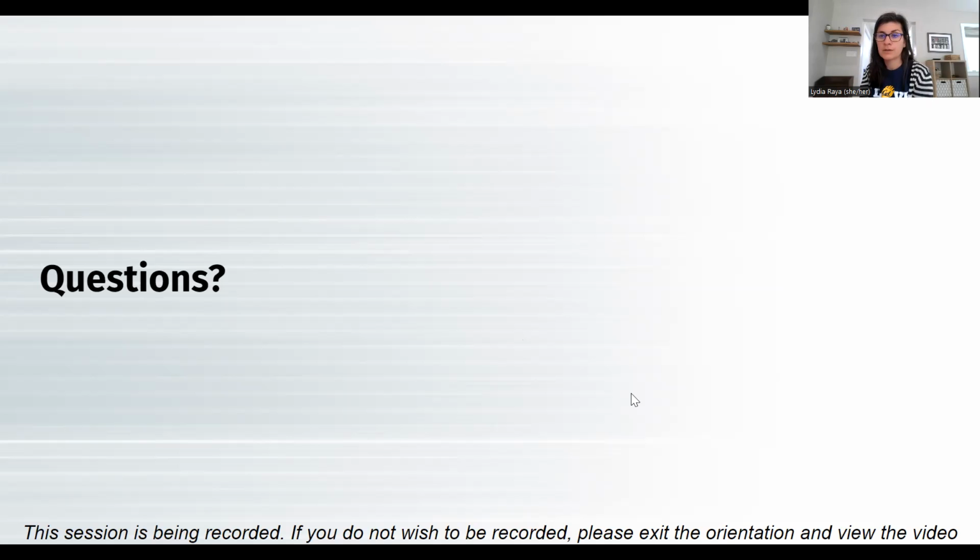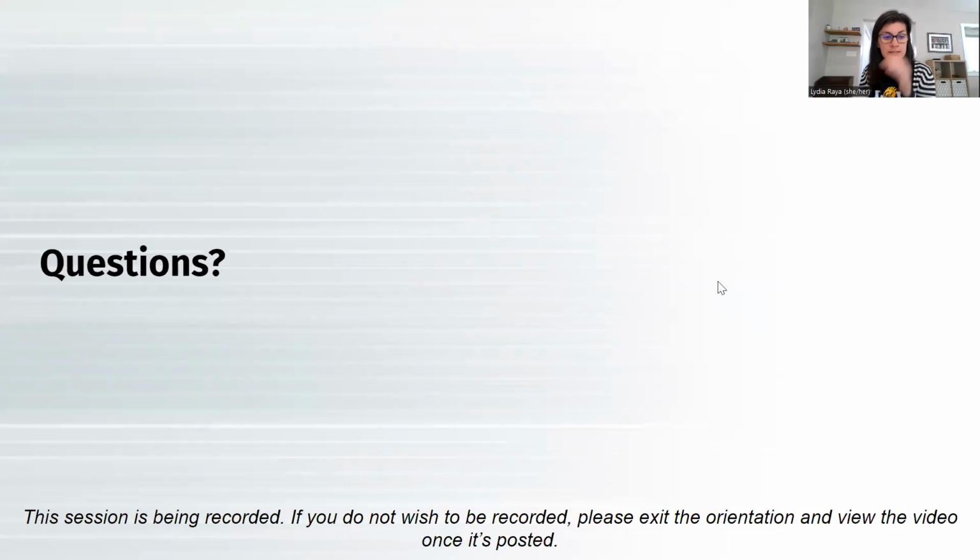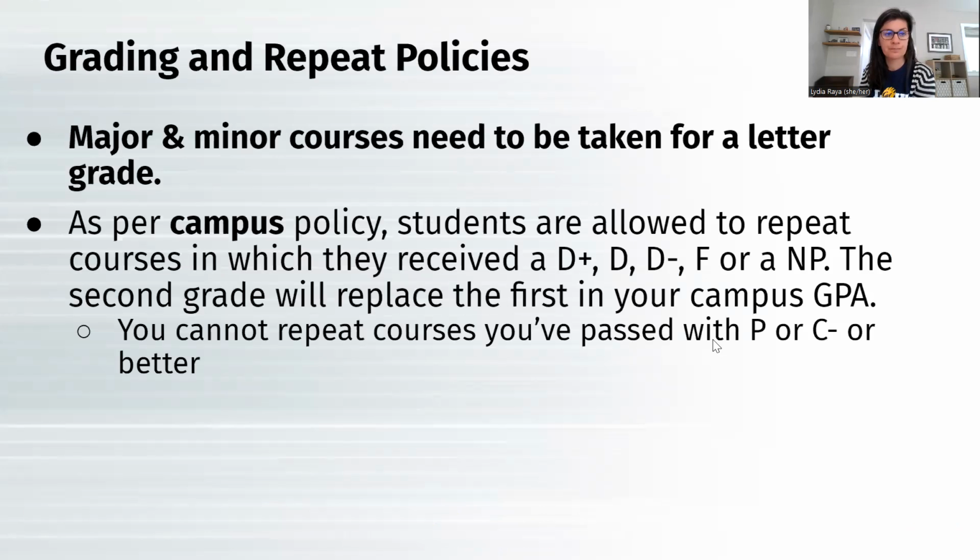Okay, I'm going to go to this next section, and then we're getting towards the end here. Okay, so just some grading and repeat policies. All classes at Berkeley for your major, or if you do a minor, need to be taken for a letter grade. So you will not be wanting to pass/not pass those classes. And for pass/not pass policies for other classes outside of your major and outside of your minor, that would be like an L&S question.